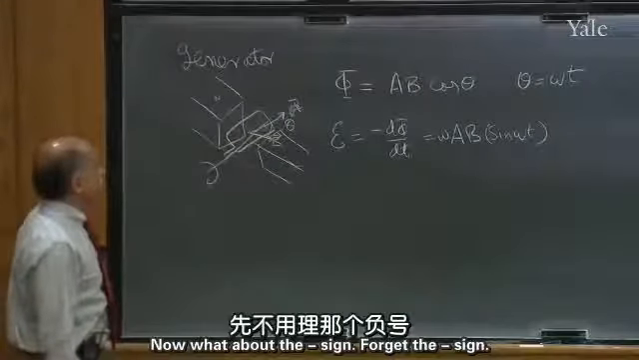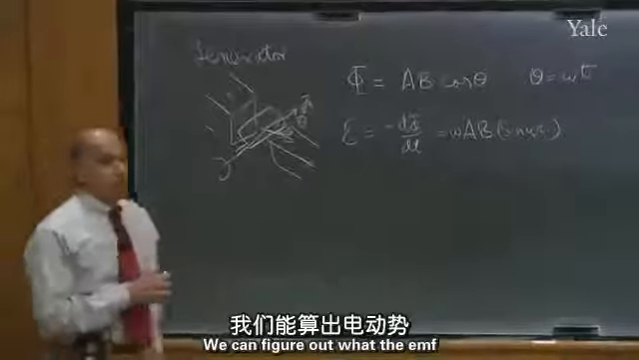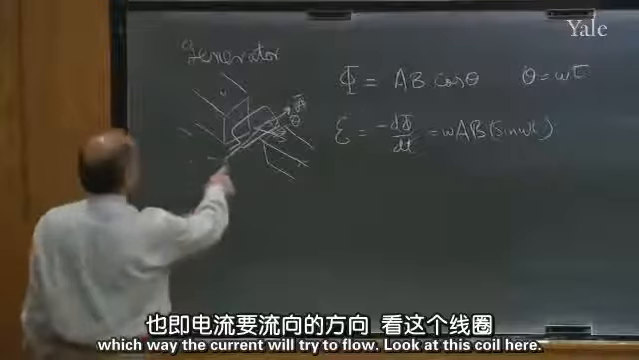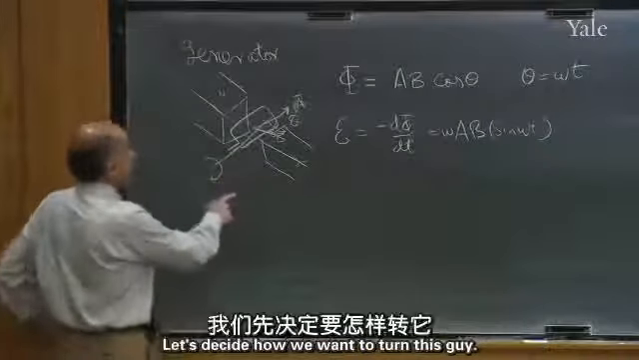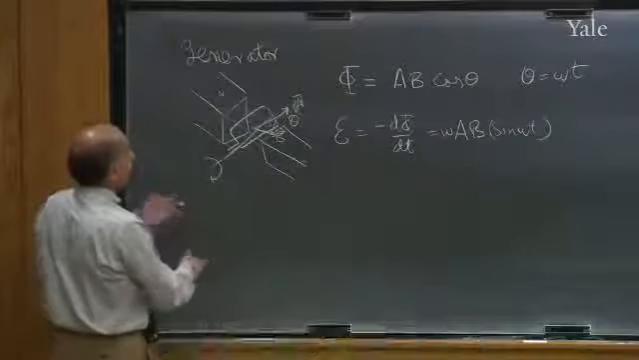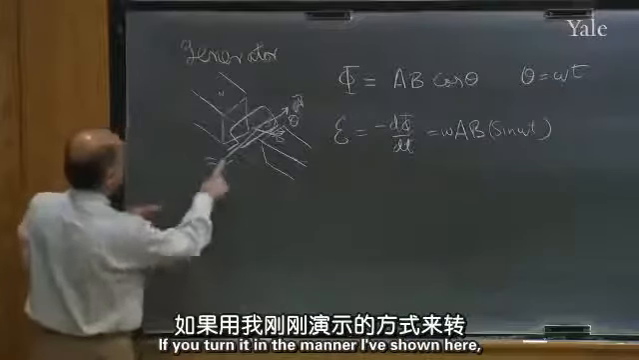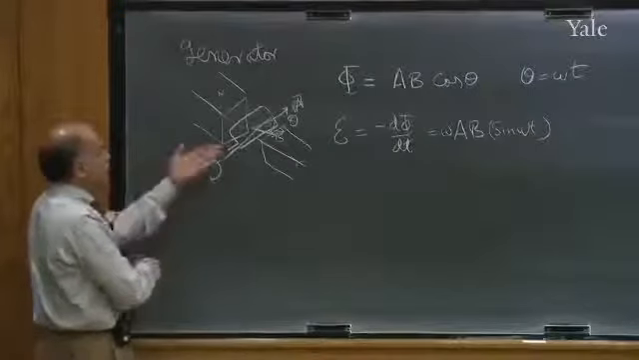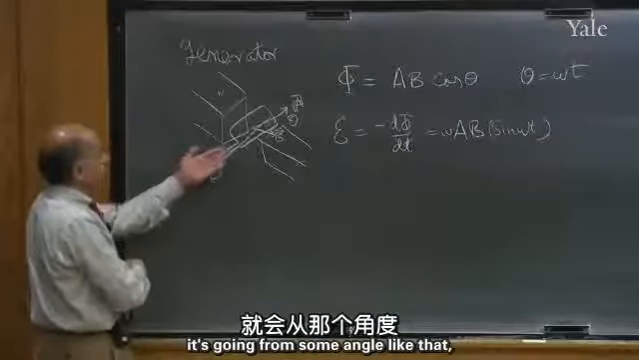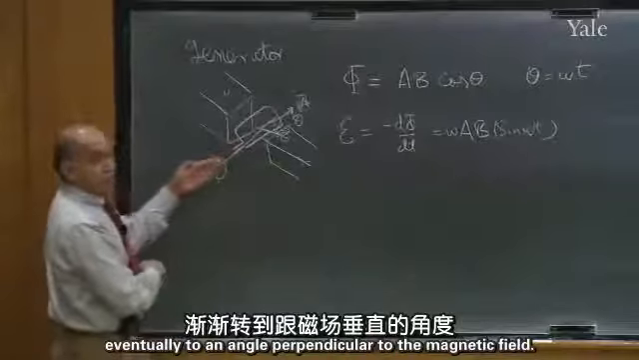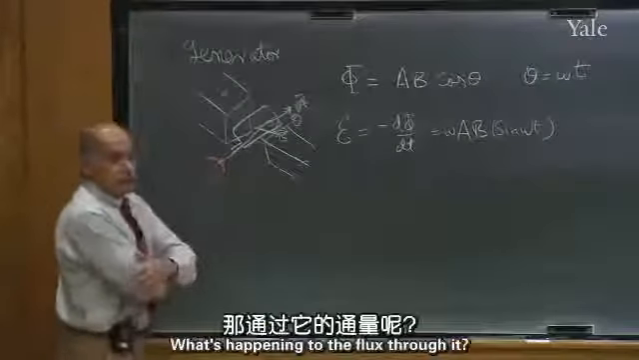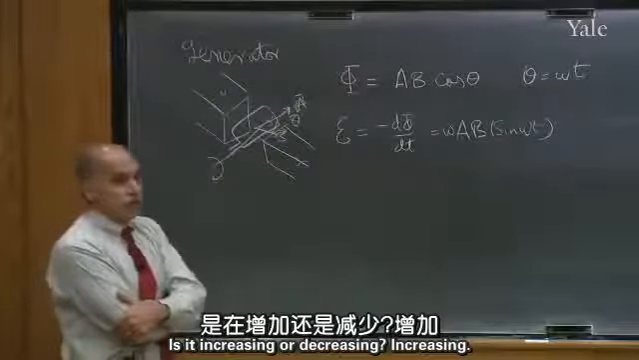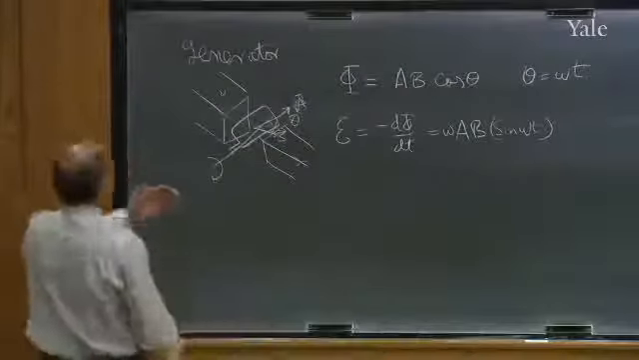Now, what about the minus sign? Forget the minus sign. We can figure out which way the current will try to flow. Look at this coil here. Let's decide how we want to turn it. If you turn it in the manner I've shown here, it's going from some angle like that, eventually to an angle perpendicular to the magnetic field. What's happening to the flux through it? Is it increasing or decreasing? Increasing. Increasing in this direction.